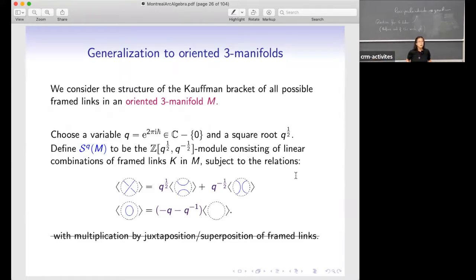Sorry for the interruption. You said you have a module, but you don't have an algebra structure. So where does the module live? I mean, it's just a module. So you have a 3-manifold, you can look at all the links in it and then look at this module and you just compute it. Sorry, I don't understand.